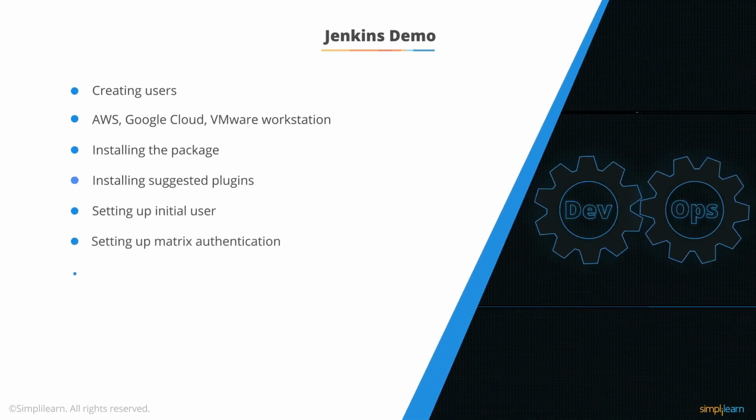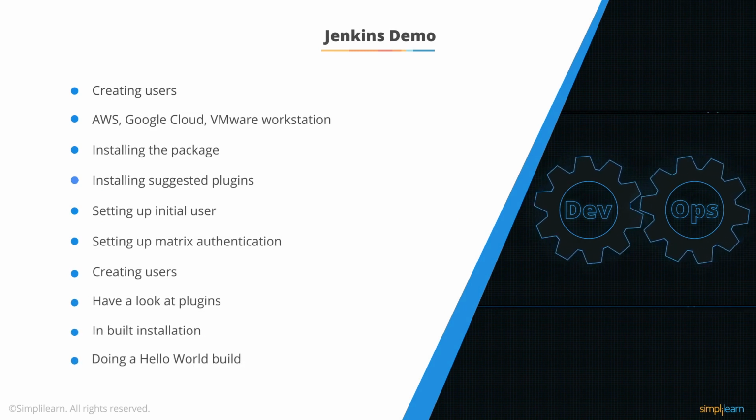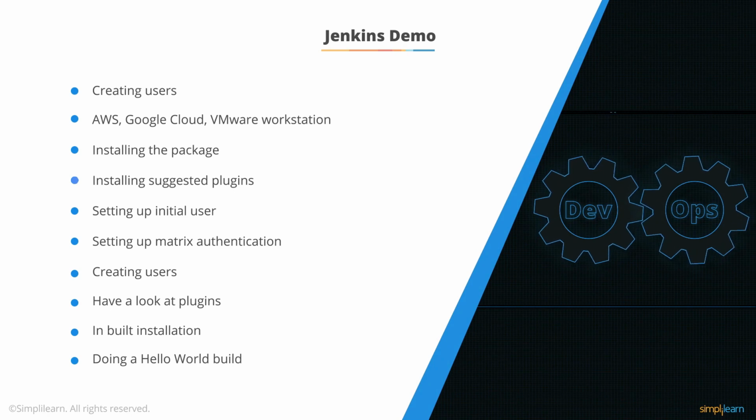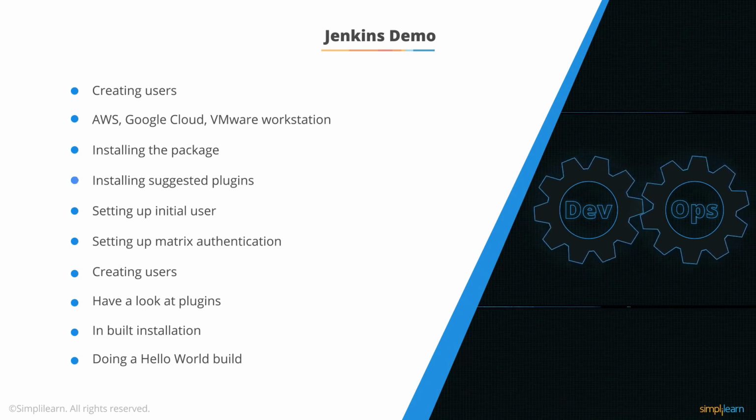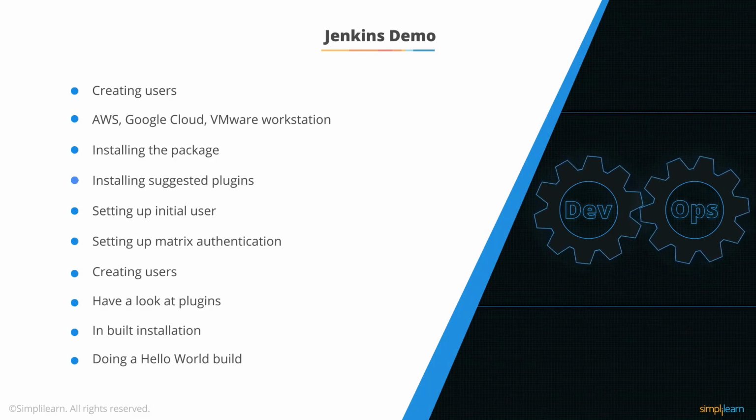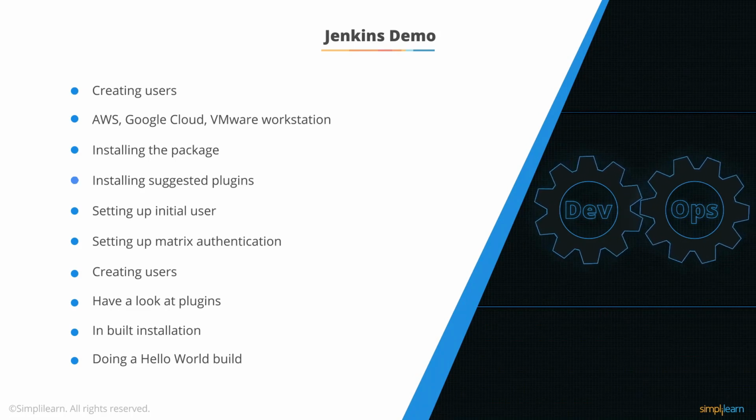So we will be initially setting up this machine, and the base machine can be on AWS, on Google Cloud, VMware Workstation, or VirtualBox. It depends on what you want to use and where you have an account. AWS provides you a free trial for 1 year, and Google Cloud gives you $200. VMware Workstation is your own local machine, so you don't need to pay anyone.